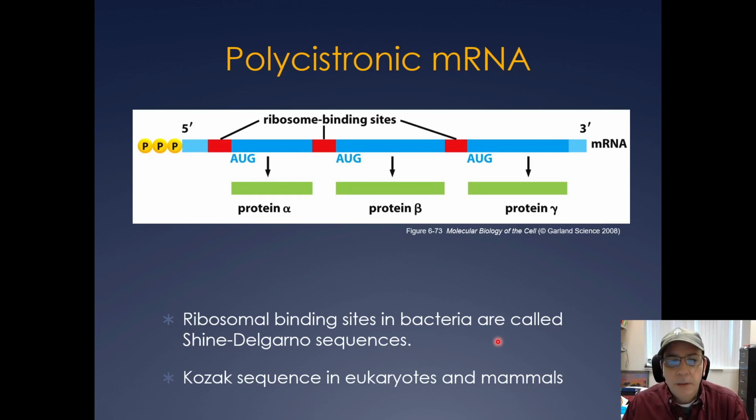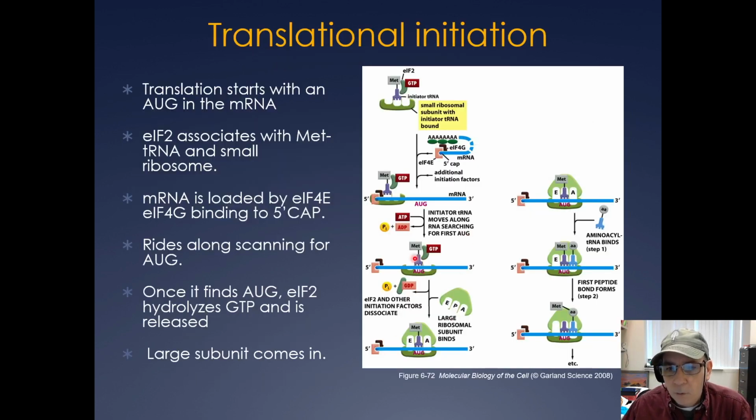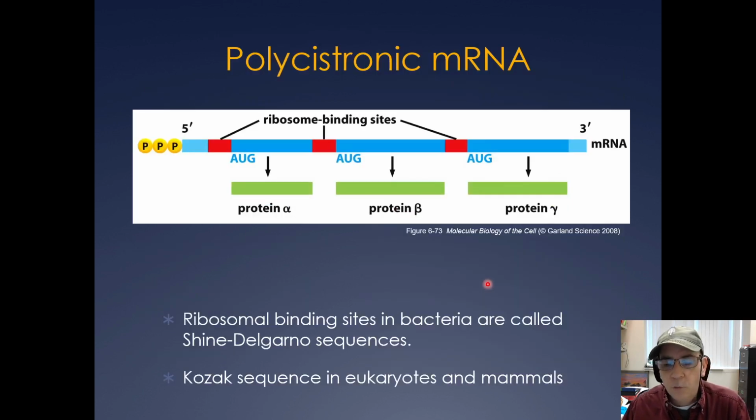Now, in the case with bacteria, they can be polycistronic, right? And we've seen this before where you have the 3 phosphates on the end, there's no cap, and then there's multiple sequences with multiple AUGs, and these have ribosomal binding sites. In bacteria, they're called Shine-Dalgarno sequences. In eukaryotes and mammals, the sequence in and around this AUG right here is called a Kozak sequence. Okay, and that's where translational initiation begins.